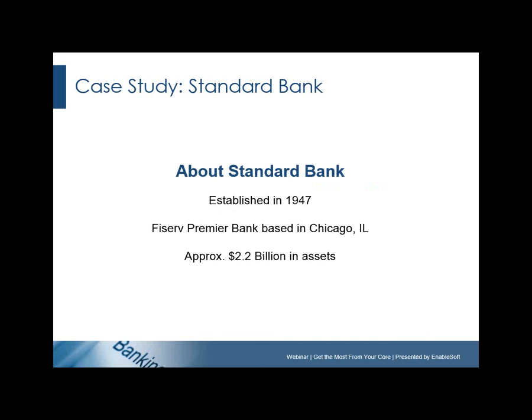A little bit about Standard Bank. We were established in 1947. We are currently a Fiserv Premier Bank. We are processed by Fiserv Brookfield, since 2006. And we are based in Chicago, Illinois, with 40 branches in the Illinois and Indiana area. We are approximately $2.2 billion in assets.